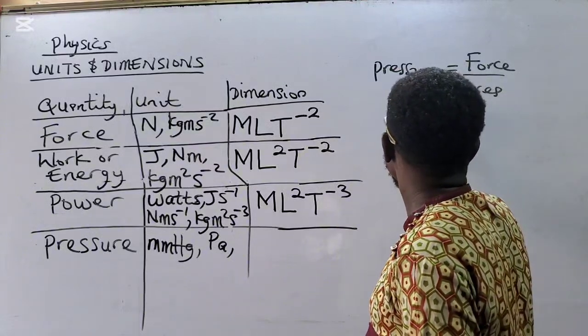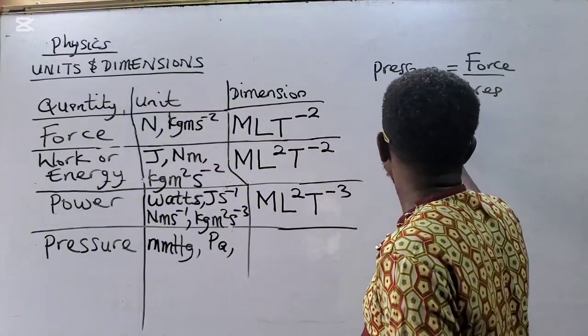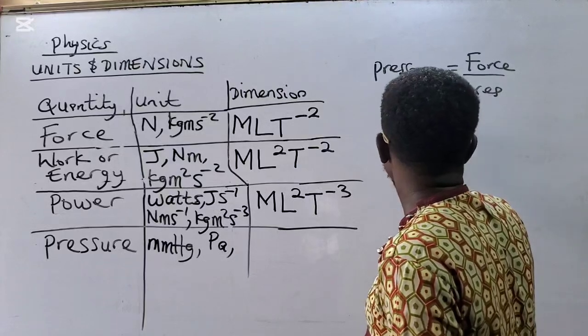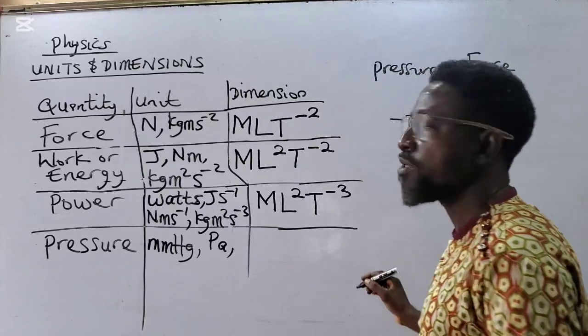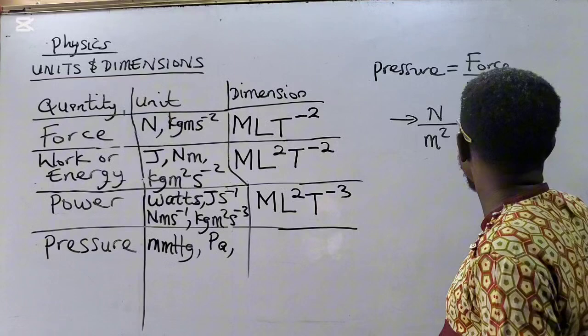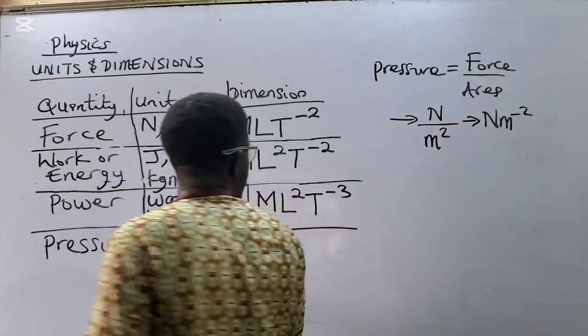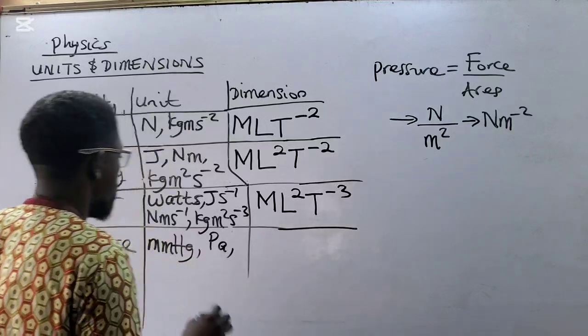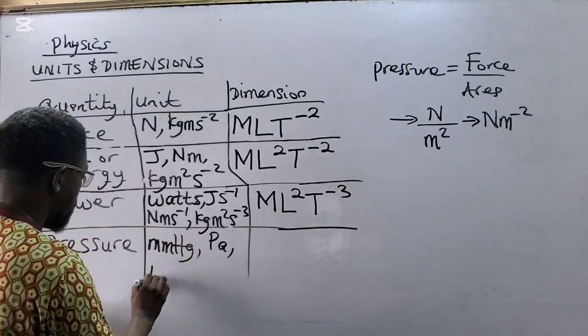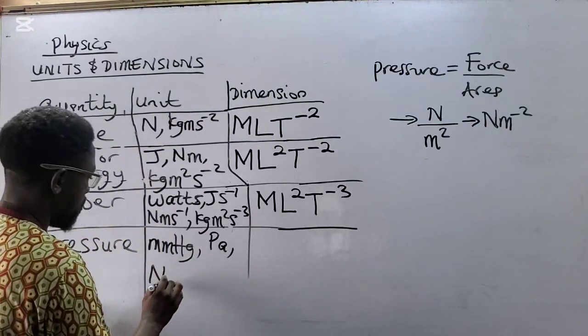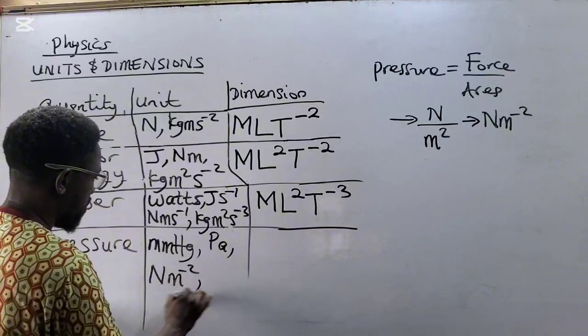The unit of force is Newton. The unit of area is meter squared. So this can be written as Newton per meter squared. That becomes an equivalent unit.